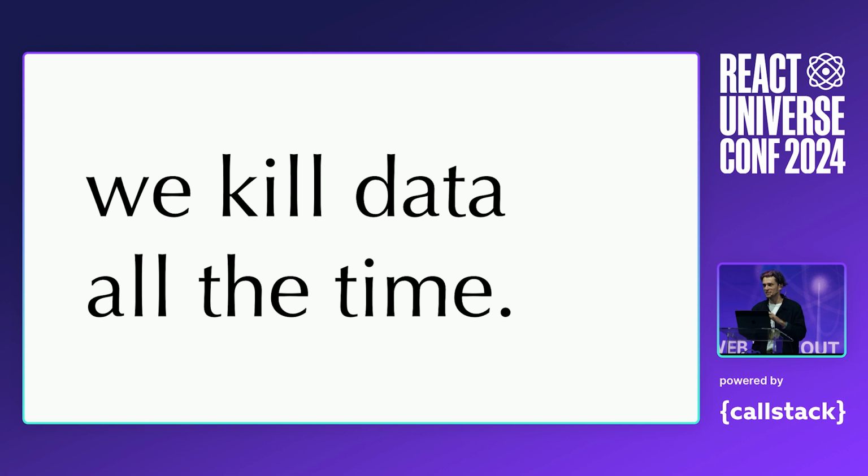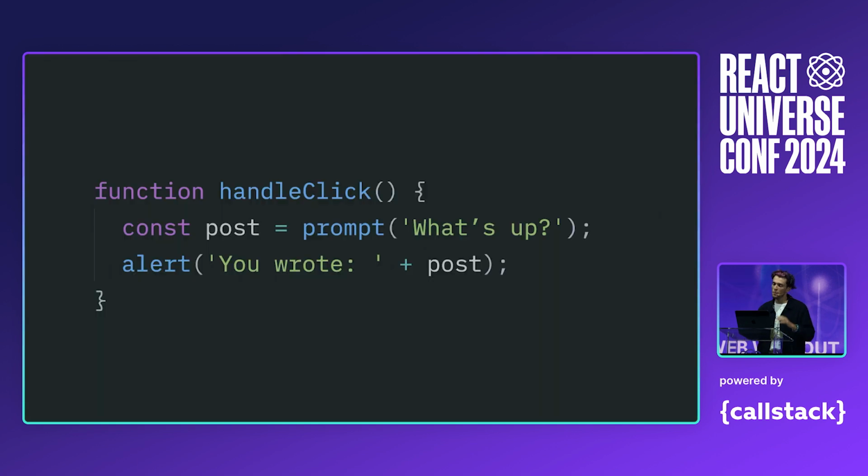Well, as developers, we actually kill data all the time. As an example, here's a little function, and when you enter the function, it asks you something, and then it stores it in the post variable. And then when it leaves the function, that post variable is dead because it's ephemeral. And in a lot of cases, that's actually what you want. You want the data to disappear because you no longer need it. But sometimes you want it to hold on a little bit longer.